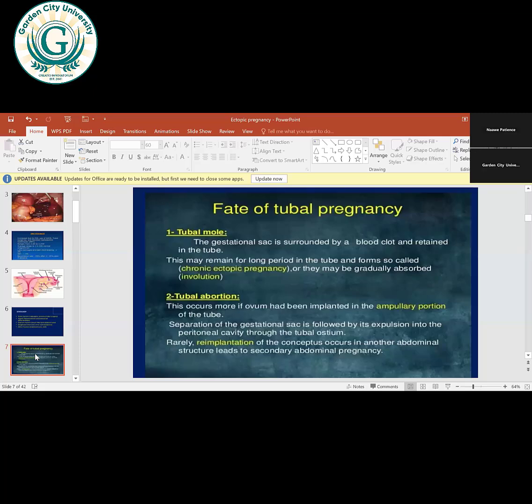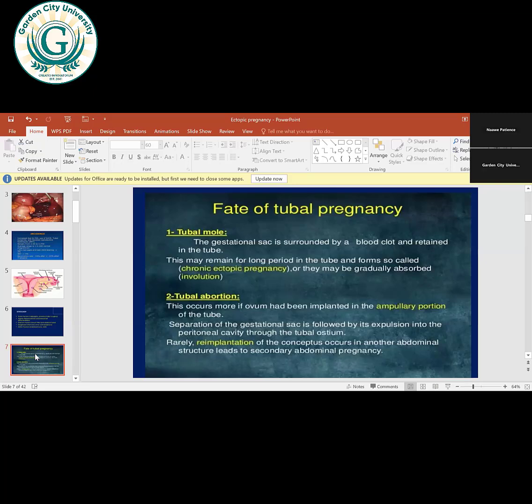Tubal mole. The gestational sac is surrounded by a blood clot and retained in the tube. This may remain for a long period in the tube and form so-called chronic ectopic pregnancy, or it may be gradually absorbed, that's involution. Then two, tubal abortion. This occurs more if the ovum had been implanted in the ampullary portion of the tube. Separation of the gestational sac is followed by its expulsion into the peritoneal cavity through the tubal ostium. Rarely, reimplantation of the conceptus occurs in another abdominal structure, which leads to secondary abdominal pregnancy.